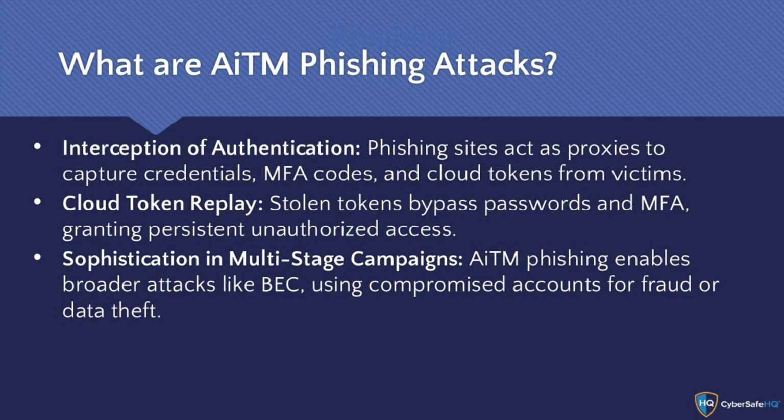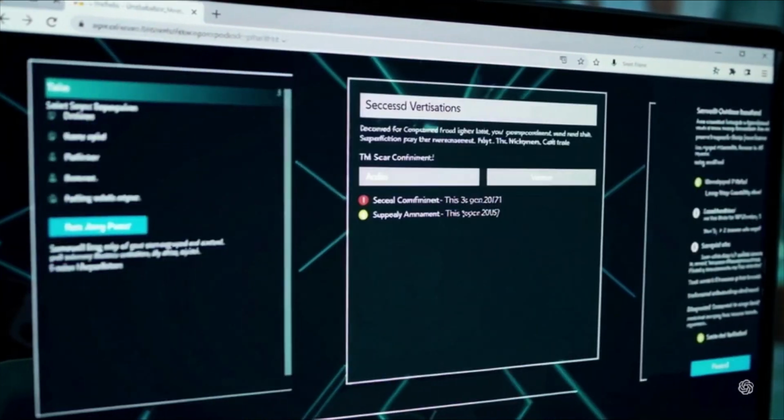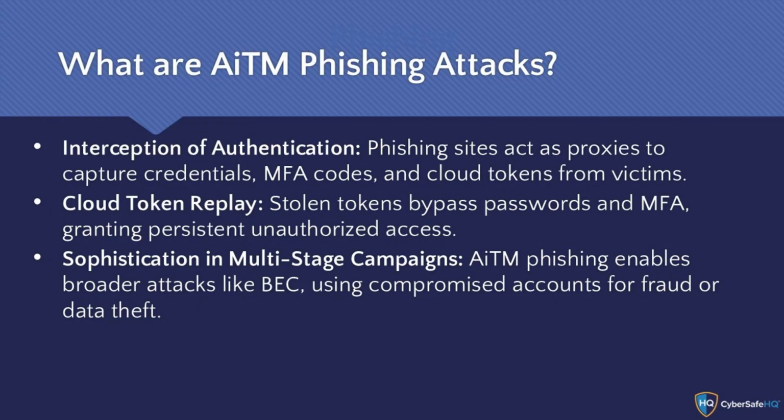1. Interception of authentication. Attackers set up a phishing site that acts as a proxy between the victim and the legitimate authentication service. When the victim enters their credentials and MFA code, the malicious proxy intercepts this information and retrieves the session token. 2. Session token replay. By stealing the session token, attackers gain unauthorized access to the victim's account without needing their password or MFA code. The stolen token is replayed to impersonate the user, enabling persistent access to resources.